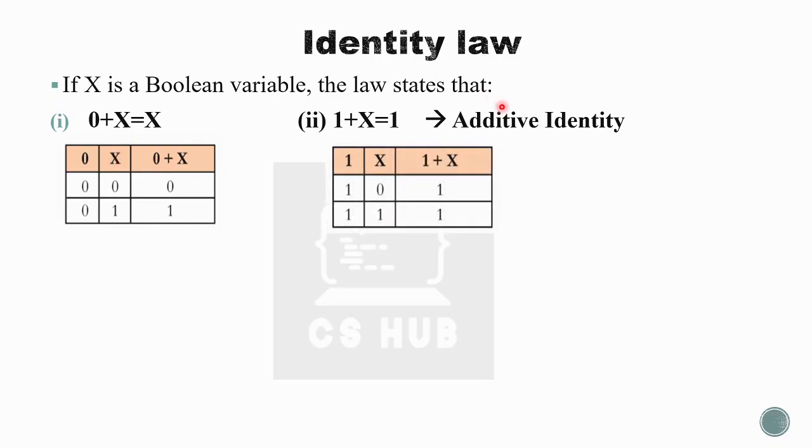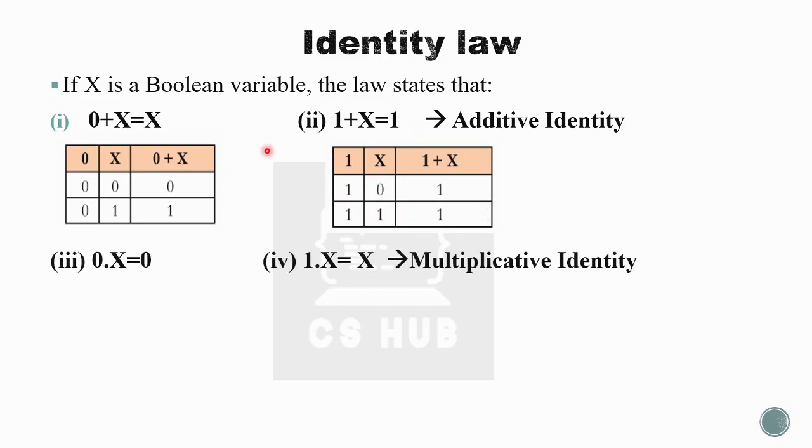Likewise, 1 plus x equal to 1. So our 1 column is always 1, and x can take 0 and 1 values. Then we are going to add 1 plus x. So 1 plus 0 equal to 1, and 1 plus 1 again equal to 1. So this column, 1 plus x, equal to 1. Hence the theorem is proved.